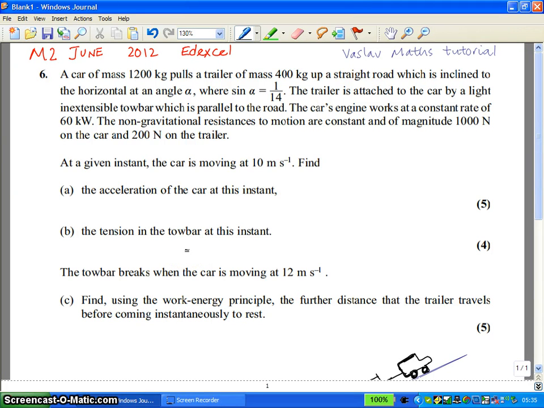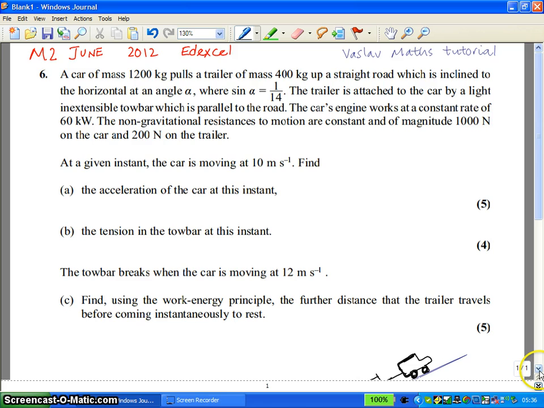I'm going to do a question from M2, past exam papers in June 2012, Edexcel. Question 6. Read the question carefully, and it's always useful to present all the information on a diagram to help us understand the problem, hence make it easier for us to solve it.